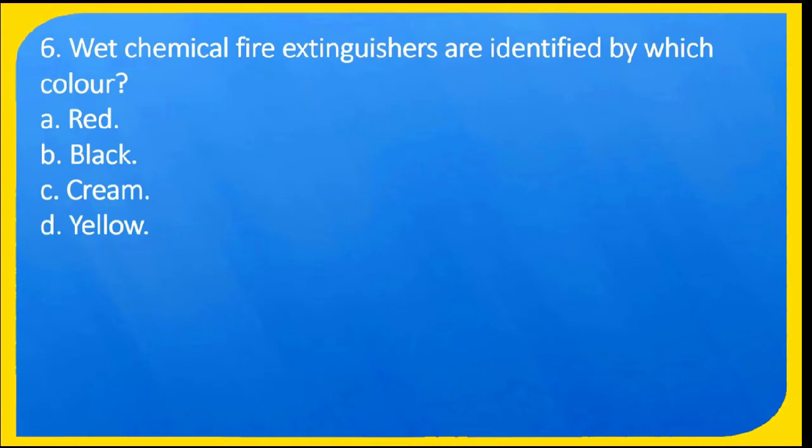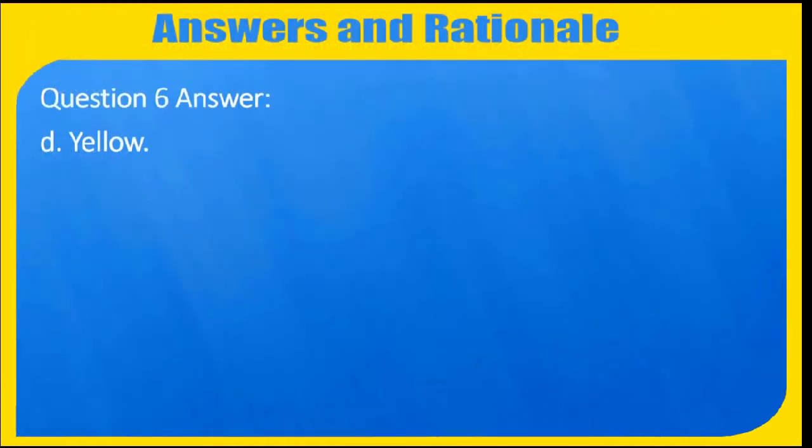Question 6. What chemical fire extinguishers are identified by which color? A. Red. B. Black. C. Cream. D. Yellow. Question 6. Answer. D. Yellow.